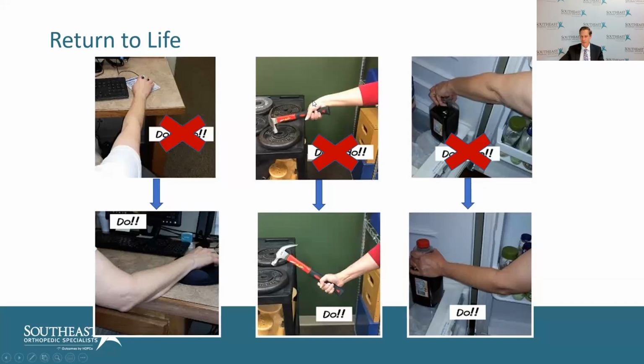Don't go into this hyperextended position. Again, a lot of it's positioning, get closer, get in a better position. Don't lift a heavy bottle from the top, get it from the side if you can. And that stuff can make a big difference so that you don't live with this for a long time and live with it repeatedly.